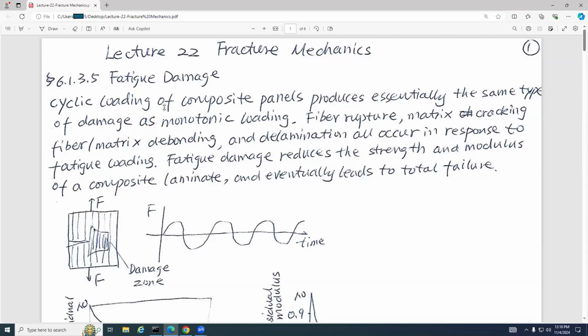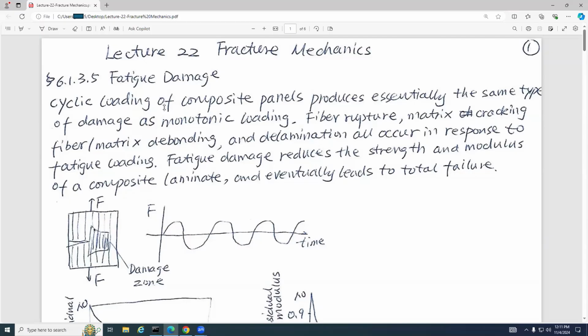Our panels here are referring to these samples or work pieces, and cyclic loading produces essentially the same type of damage as monotonic loading. And you should know that, as I said, even though in cyclic loading the magnitude of the load is low, as the time goes, the cyclic loading can cause bigger problems. The research shows that in industry, most component failures are because of this cyclic loading. Right?